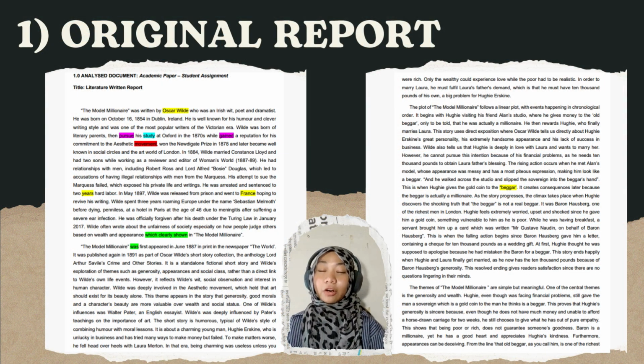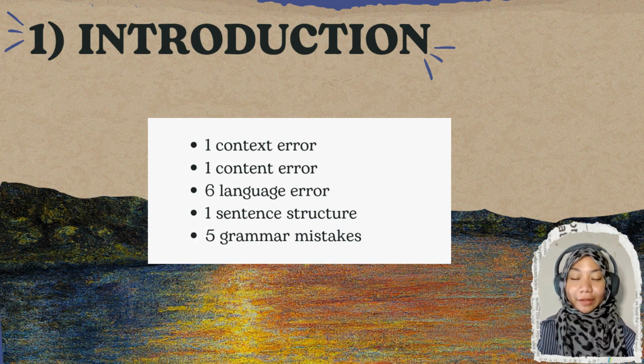Here, I have the original report, which I obtained from semester 1 students for their academic paper, the subject literature. This report was talking about a famous author, Oscar Wilde, and it was talking about one of his books, which is The Model Millionaire. Now I'm going to start with the introduction.